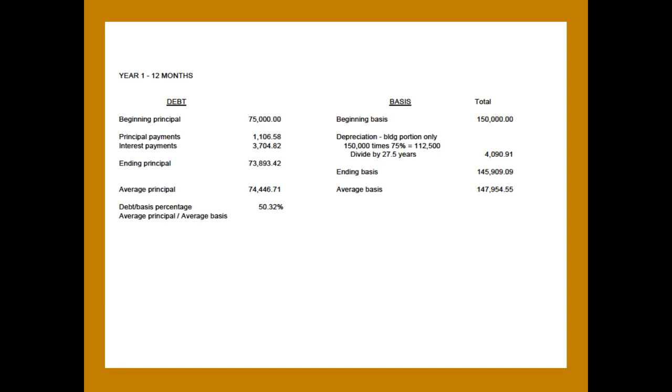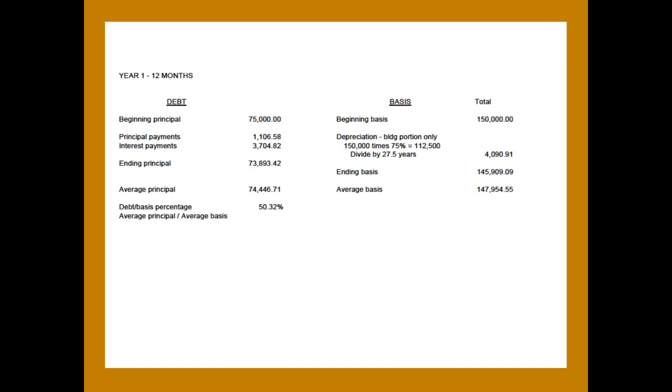Then your bottom number is over in the column to the right called basis. Here's where we bought the property for $150,000. We're going to take the depreciation on only the structure portion. So remember earlier I told you 25% was land. So we're going to take 75% of the cost, and that's going to be how much we can take depreciation on. For residential rental property, it's 27.5 years. So I'm just going to divide that by 27.5 years, and $4,090.91 is how much depreciation I get every year on this property.